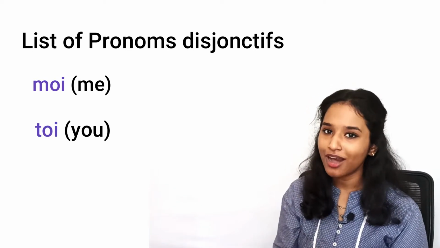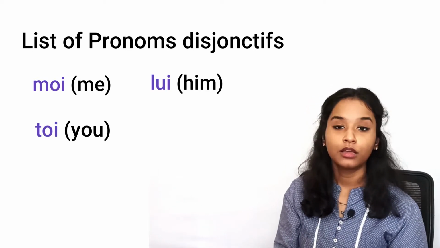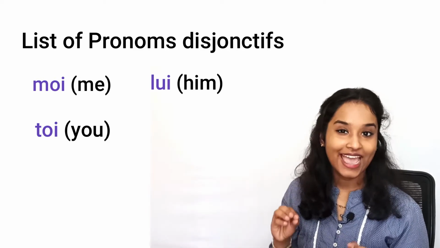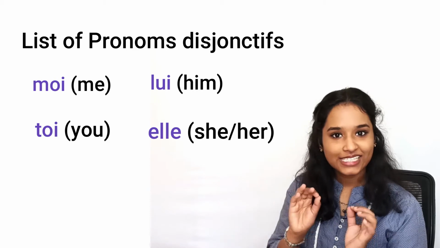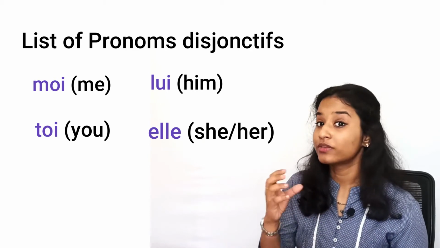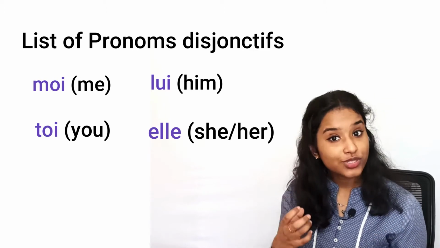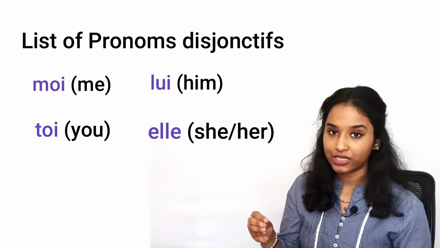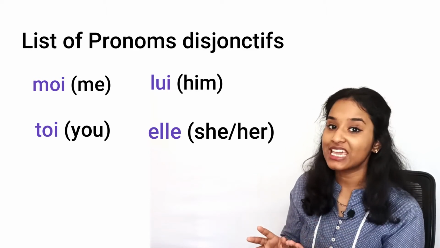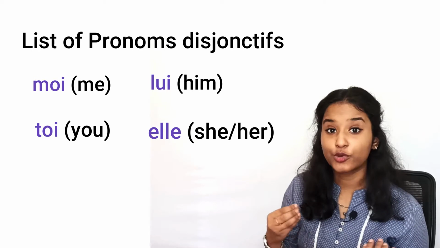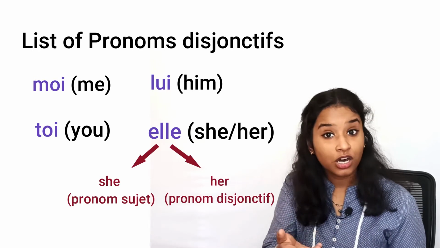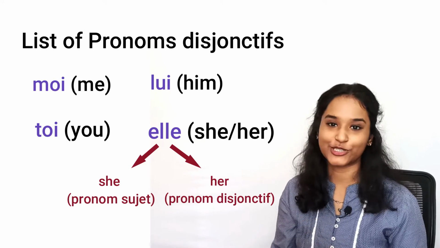Toi. Toi means you. Lui. Lui means him. And elle. Elle is the same word. You see the same word for pronom sujet and pronom disjonctif. But the way you use it varies. So you have lui, which is him, and elle. So here I'm going to say it can mean she or it can mean her. If you use it as she, it is pronom sujet. And if you use it as her, it is pronom disjonctif.